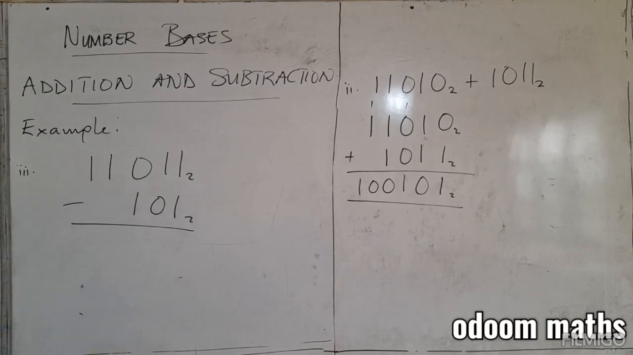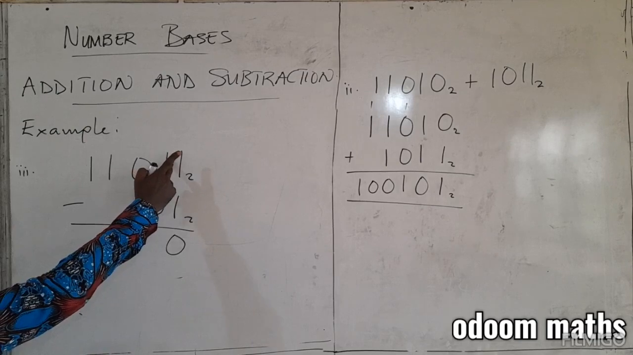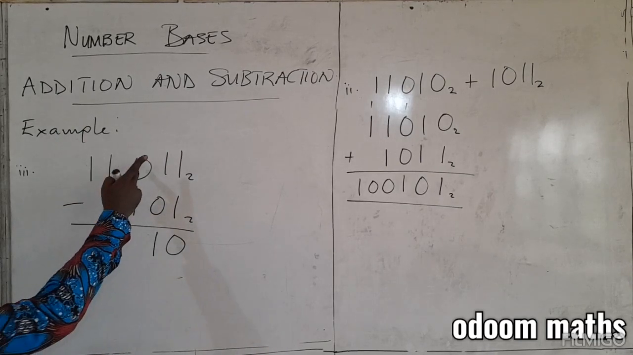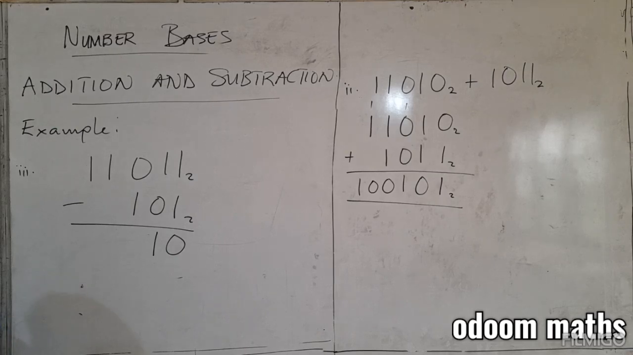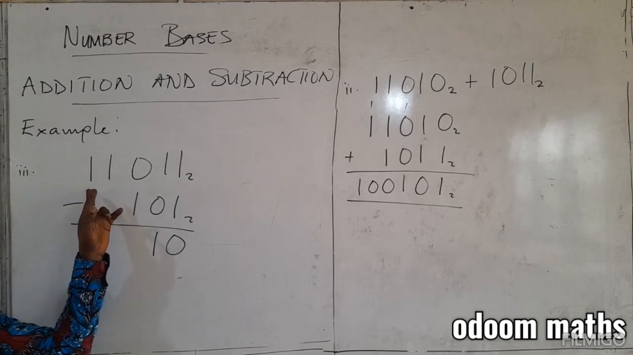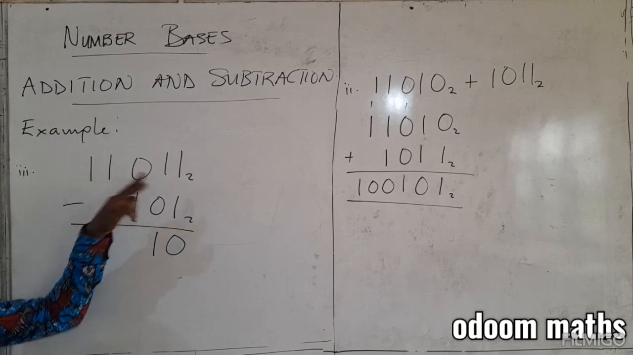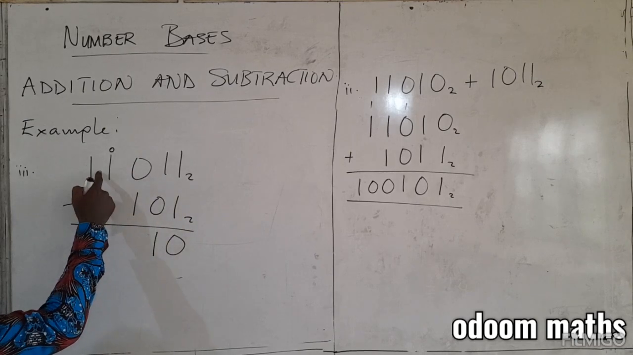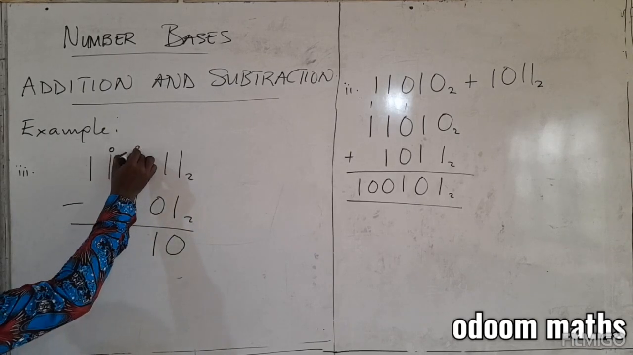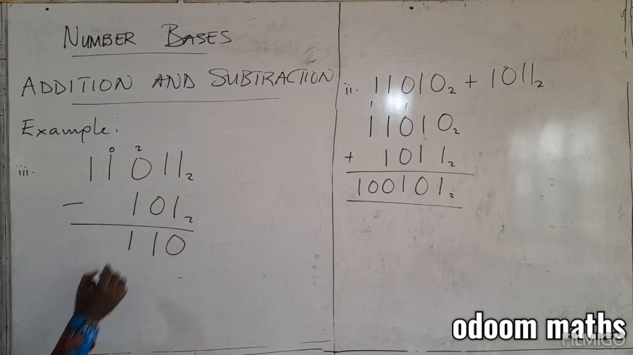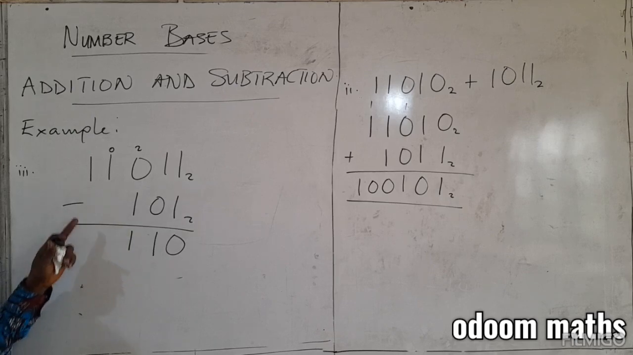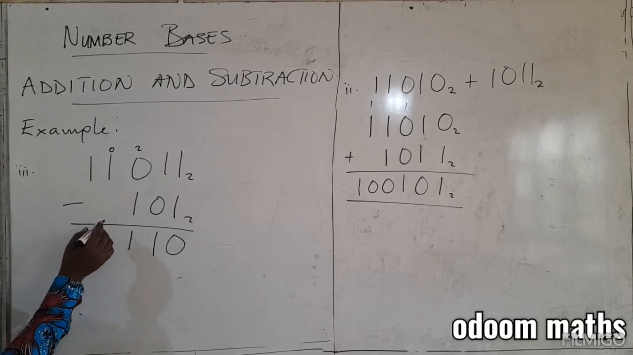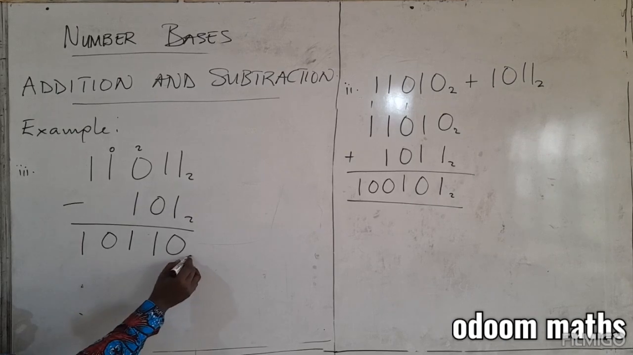So this is 100101 base 2. Okay, let's look at this third example. This time we are subtracting. So let's subtract. 1 minus 1 is 0. 1 minus 0 is 1. Now 0 minus 1 will not work. So we need to borrow this 1. But since we are working in base 2, the moment we borrow, it's no more 1, but rather the base 2. So this place becomes 0. So I am borrowing this 1, but it's no more 1, but rather 2. So 2 minus 1 is 1. Now, there is no number here and no number here, so you can decide to put 0 and 1 here.